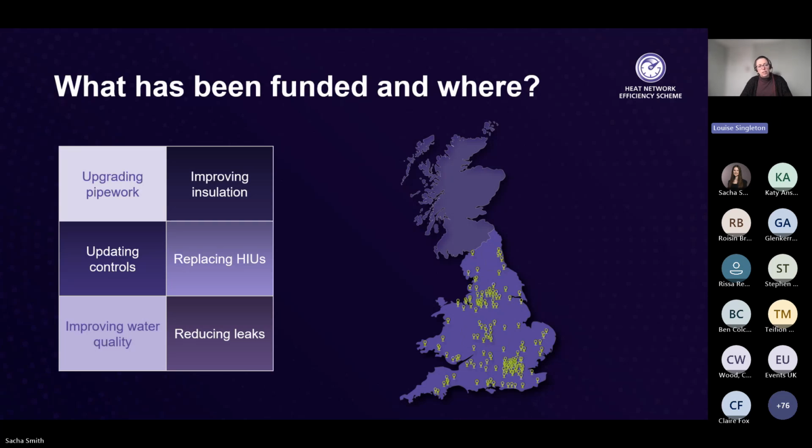Replacing and recommissioning HIUs are also things that we have funded. And then there are other areas such as water quality, so measures to improve the water quality and reduce the impact that poor water can have on the performance of a network, reducing leaks if there are any, or addressing bypasses or things like that where water's being used unnecessarily.